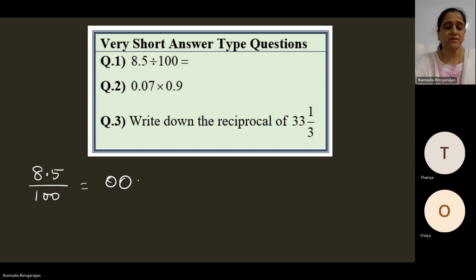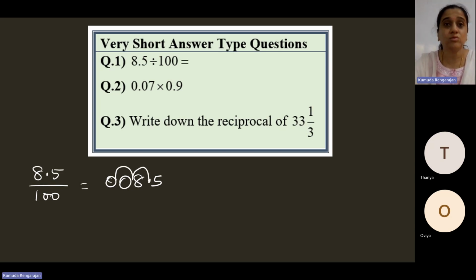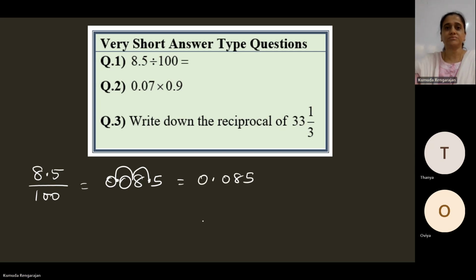Okay. Then 8.5. This is the numerator. 0, 0, 8.5 is the numerator, right? Divided by 100. So you'll have to shift the decimal point to the left by 2 decimal places. So like this, 1, 2 will come here. So what's the answer? 0.085. Correct? Okay, the next one.